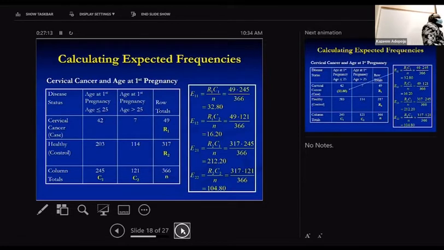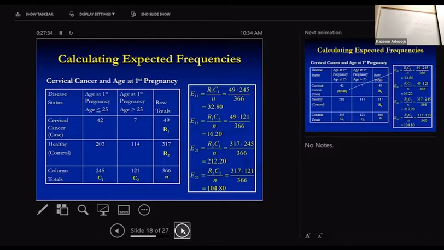Okay, I want everyone to pay attention now. I want to find the expected for 42. To get the expected for 42, I need the row total, 49, multiplied by the column total, divided by the grand total. That is what I'm doing here.